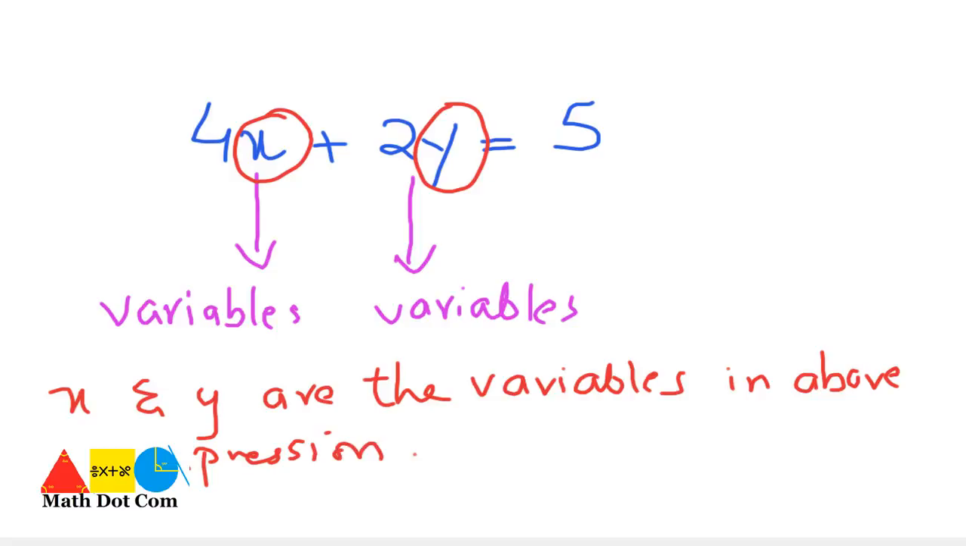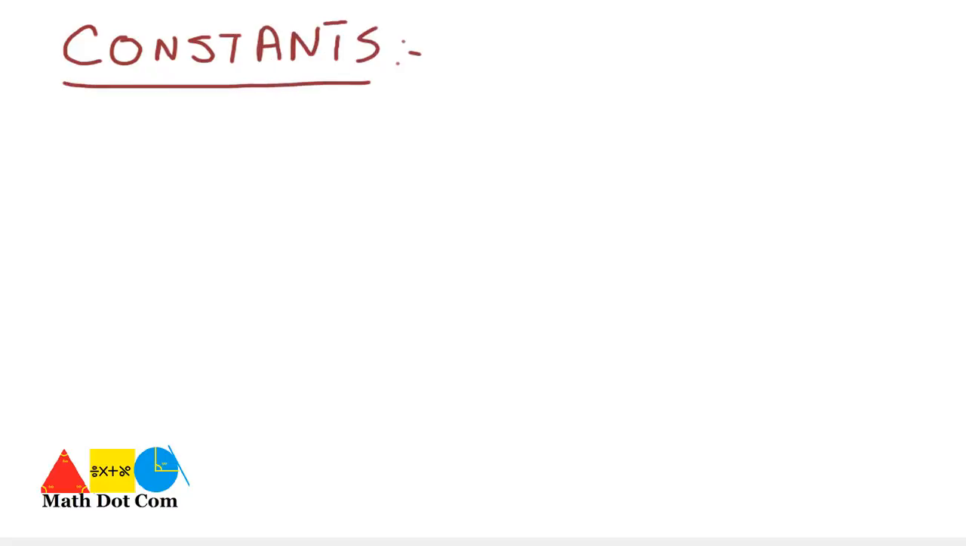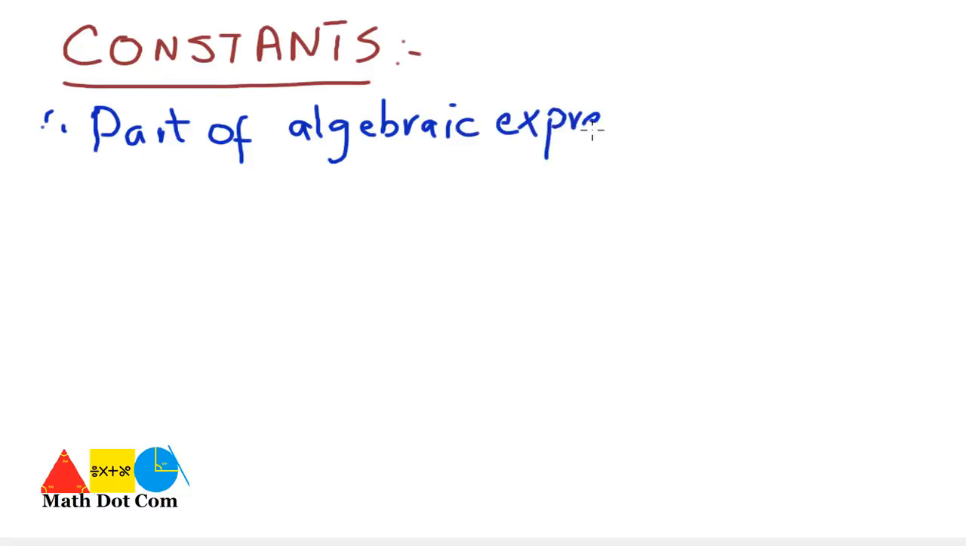Now, let's see what are constants. These are all very important terminologies of algebraic expressions, so you must have a clear concept about them. Okay. So, a constant is defined as a part of algebraic expressions that do not change.